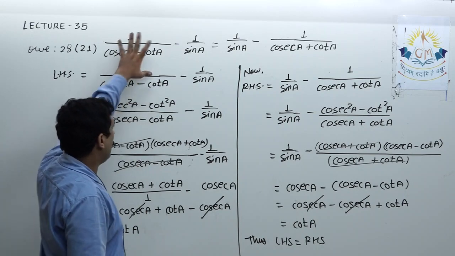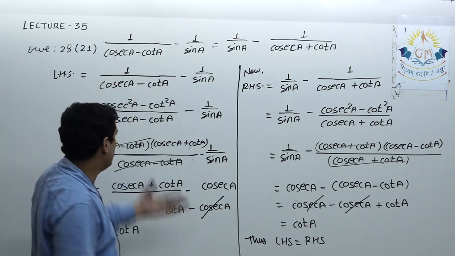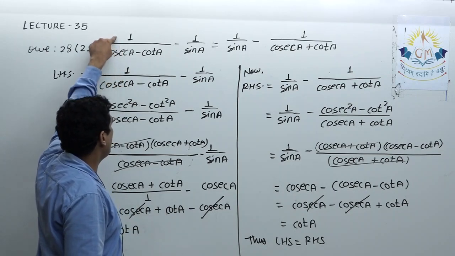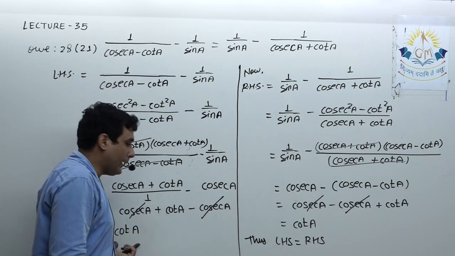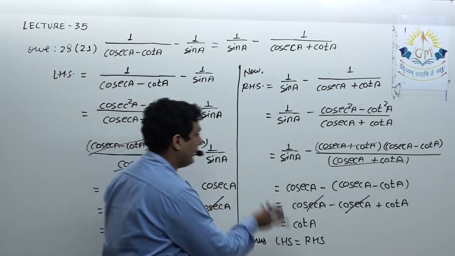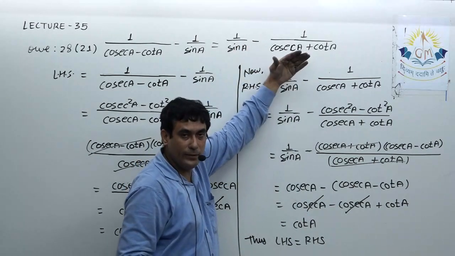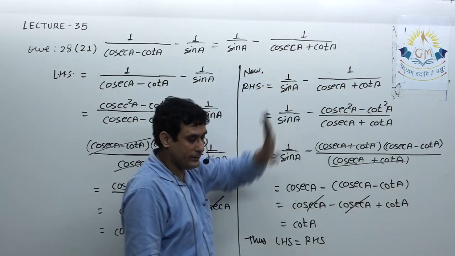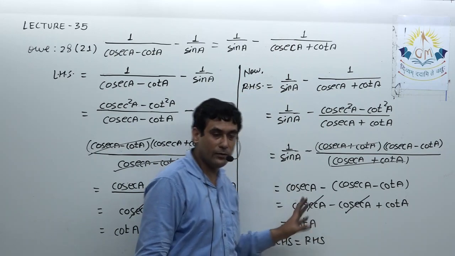Second method, I started from the left hand side and I used the method of rationalization. I multiplied the numerator and denominator by cosec A plus cot A, and I simplified to get cot A. The same thing can be done for the right hand side. That means in the right hand side it is also possible to apply rationalization. Again over there on simplification definitely you will get cot A.